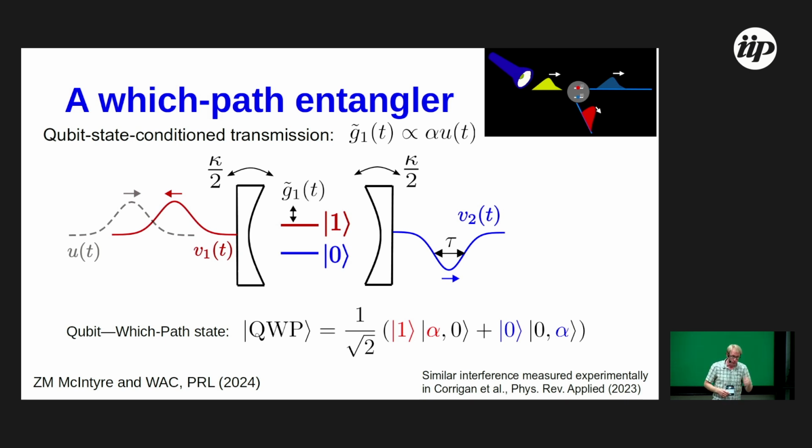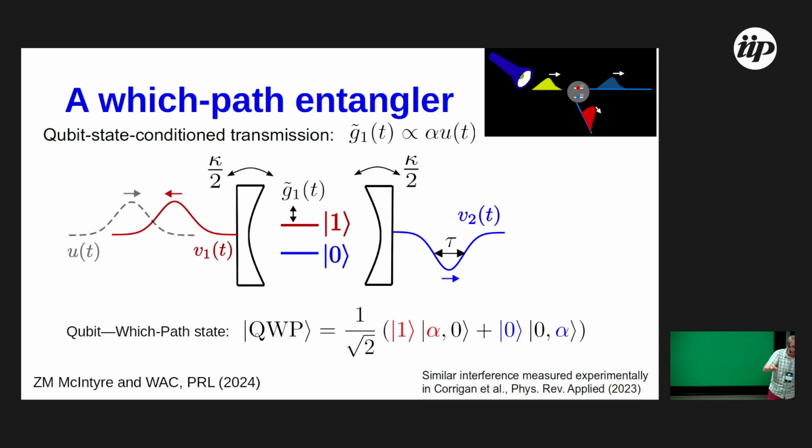But this allows you now, if you can control your qubit and prepare it in a superposition of excited and ground states, in principle, to create this qubit-which-path entangled state, where you have an entangled state of your qubit in the one state with the coherent state in one mode going one way, and the qubit in the ground state with the coherent state in another mode going the other way.